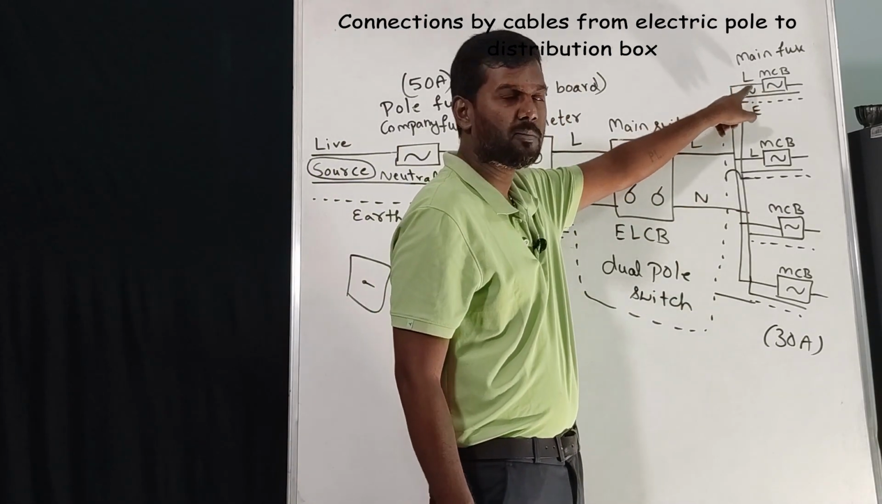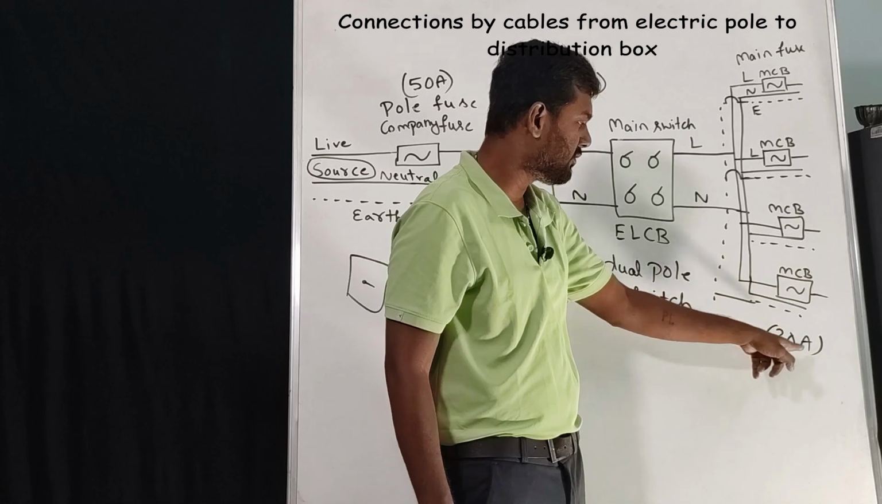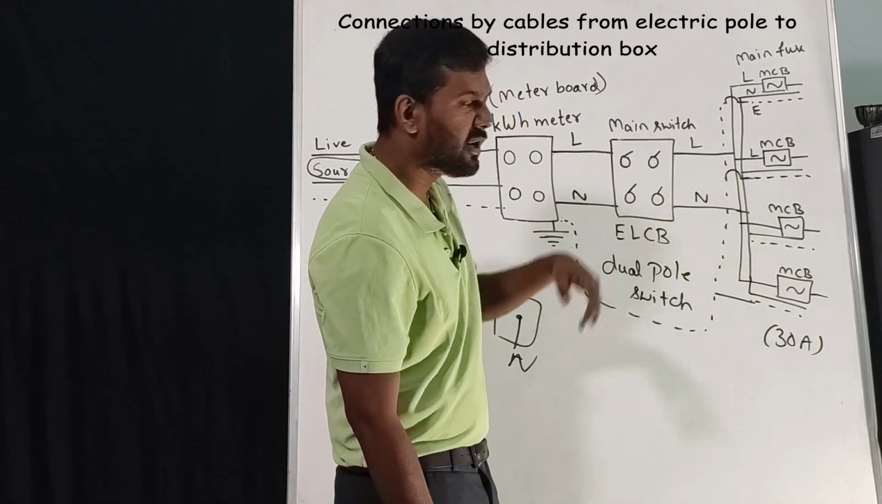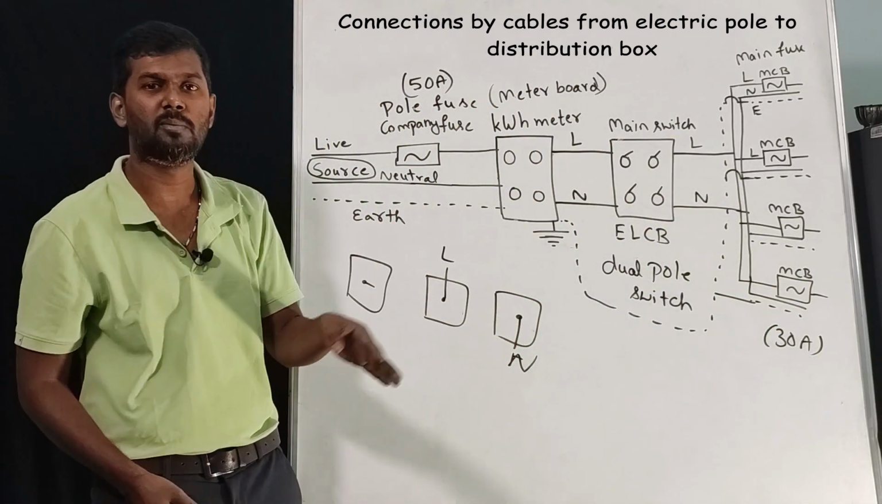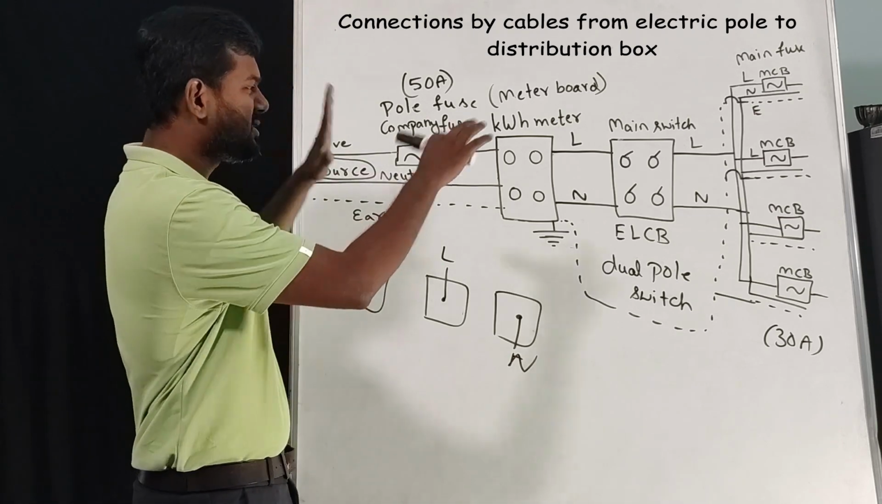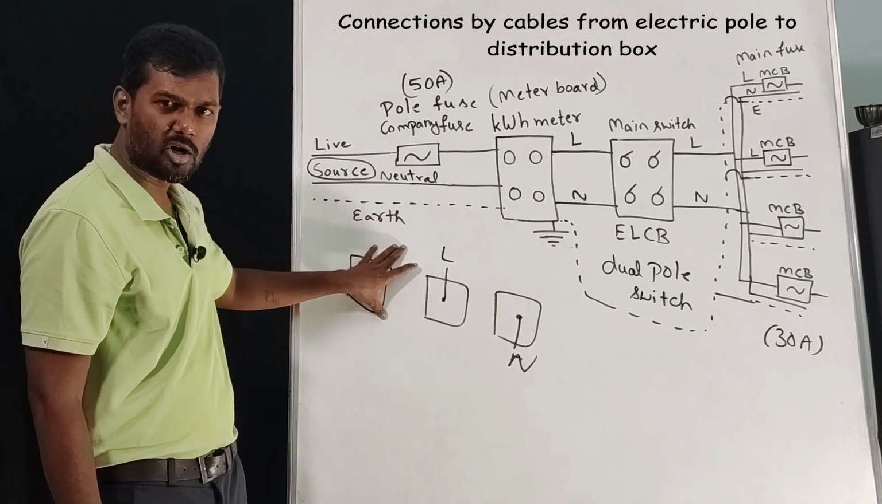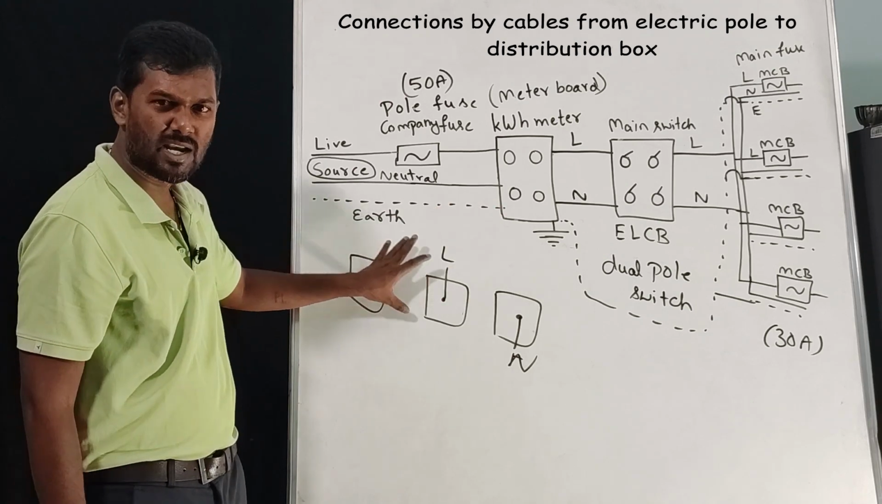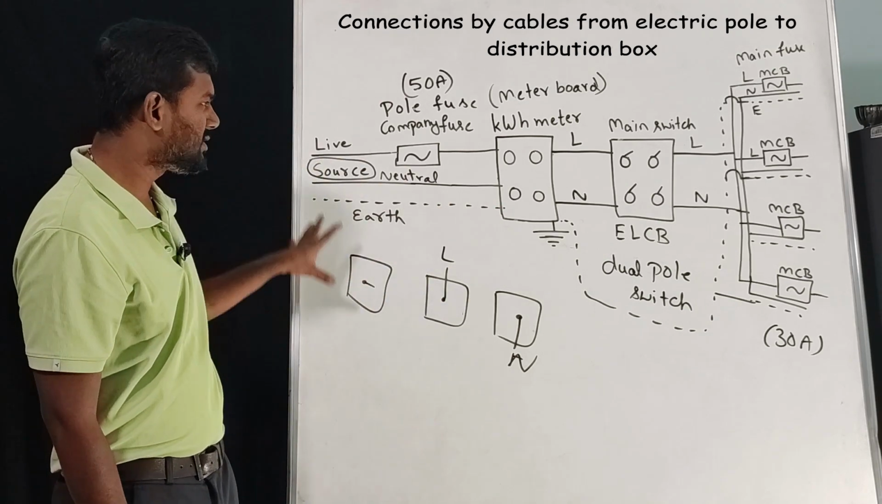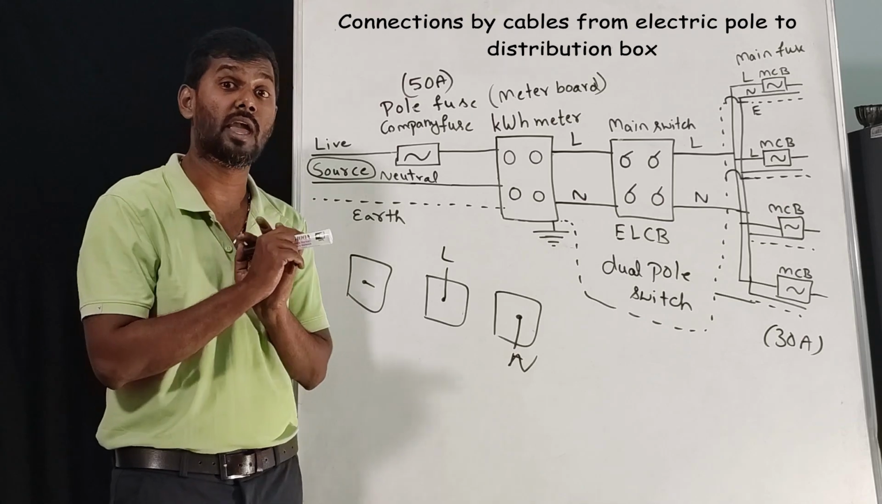What is another name for MCB? Main fuse. What is the current rating of that? 30 amperes. What is the expanded form of MCB? Miniature circuit breaker. All these things you should know. What do you mean by dual pole switch? All this diagram is not required. I wrote this just to make you understand. If you understand all these functions, you can answer any question.